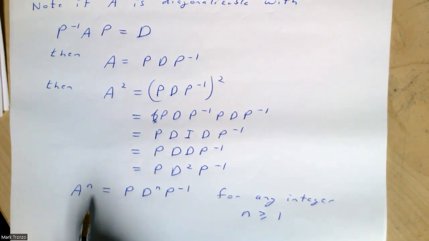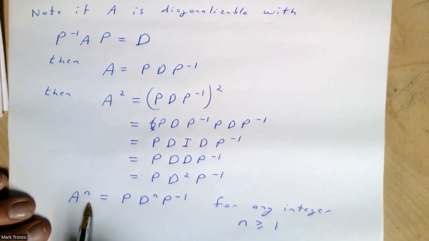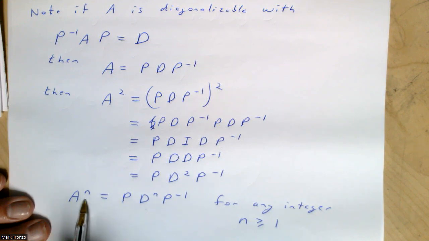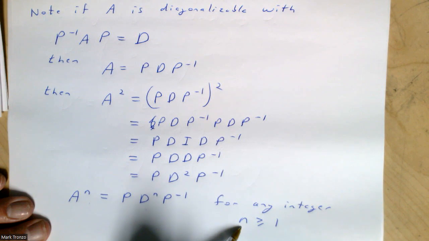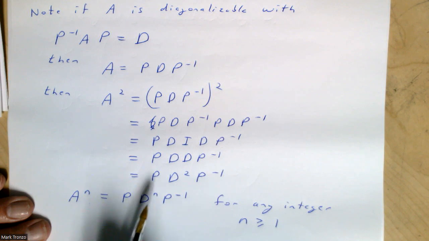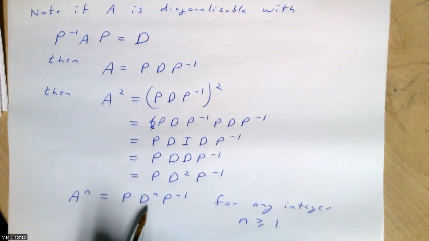So for a diagonalizable matrix A, if you know that the matrix is similar to D and you want to take it to any integer power, all you have to do is take P times D to that power times P inverse. Remember that taking a diagonal matrix to a power, as I said just a minute ago, is very easy.